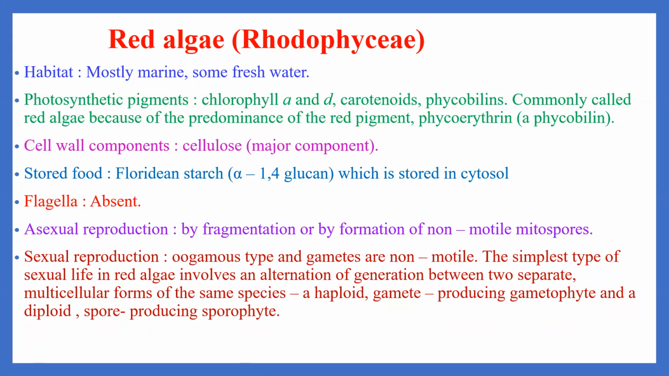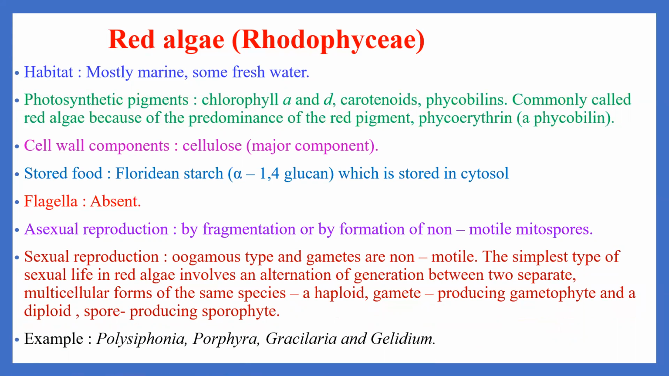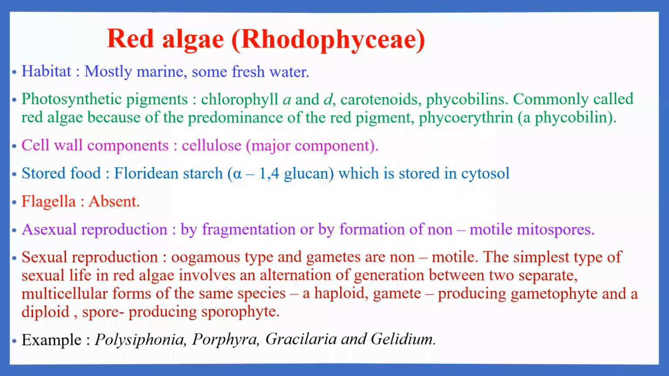The simplest type of sexual life in red algae involves an alternation of generation between two separate multicellular forms of the same species, that is a haploid gamete-producing gametophyte and a diploid spore-producing sporophyte. The common examples are Polysiphonia, Porphyra, Gelidium, etc.